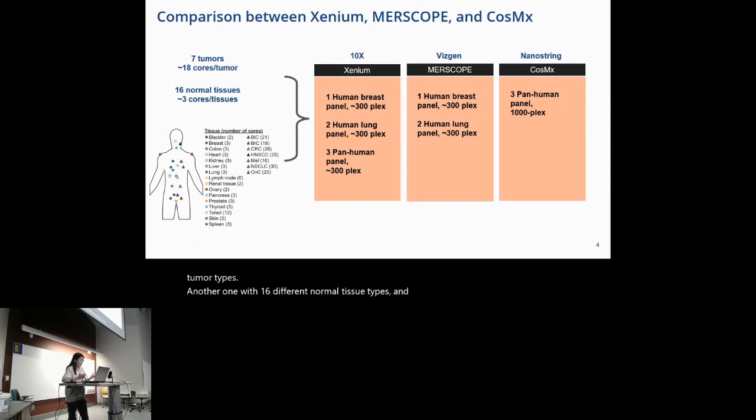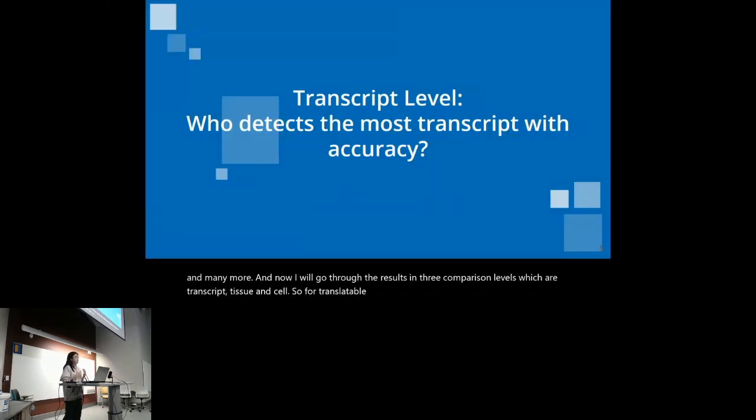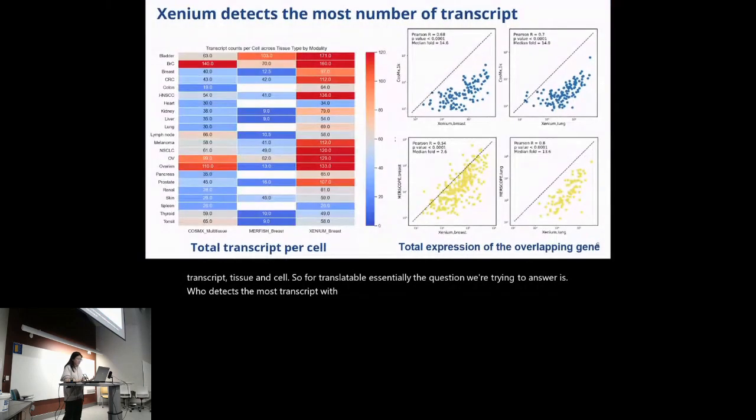With this head-to-head performance comparison, we hope to understand the key differences across platforms, which will allow us to make better informed decisions regarding panel design, method choice, sample selection, and many more. And now I will go through the results in 3 comparison levels, which are transcript, tissue, and cell. For the transcript level, the question we're trying to answer is, who detects the most transcripts with accuracy?